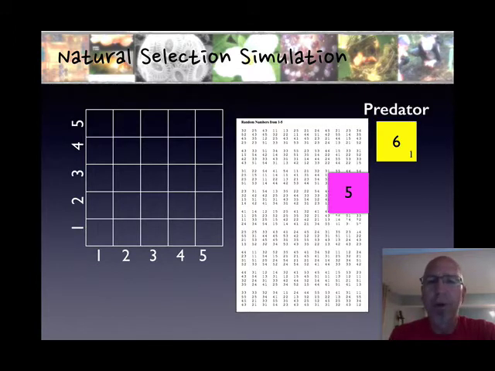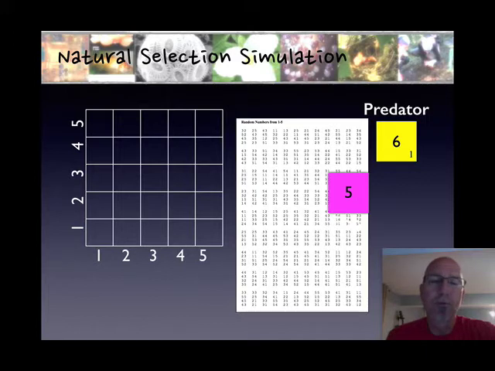We had predators that were yellow, and the predators in the simulation had two numbers. They had a generational number, down in the bottom right hand corner, and I went through 10 generations of this simulation. The 6 for this predator was how well it saw. So it's visual acuity. It can see better than the 5, which is the pink, and that's the prey. The prey has a camouflage number. The greater the number, the greater the camouflage. For the predator, the greater the number, the greater the visual acuity.